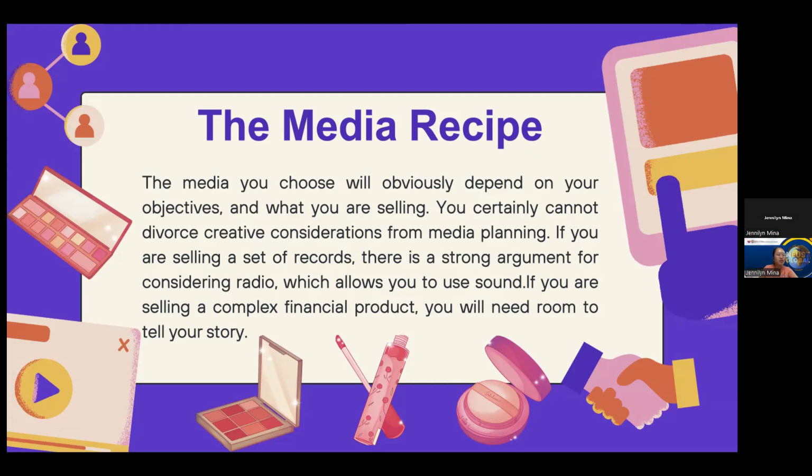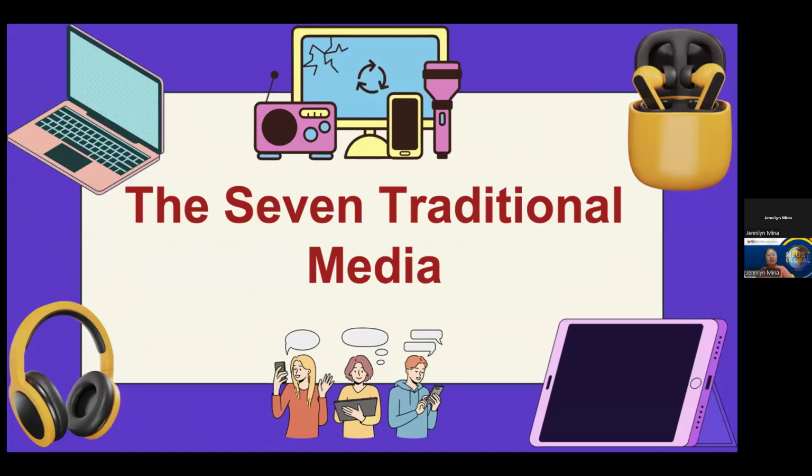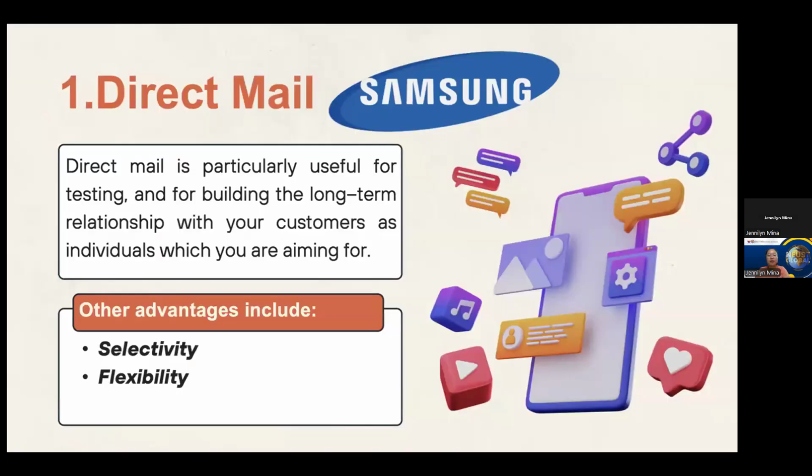So now let's proceed to the 7 traditional media. The first one is direct mail. We can say that when we look at the 7 traditional media in the context of smartphones like Apple, Samsung, and of course Android mobile phones, direct mail stands out as a unique tool for building long-term customer relationships. For example, we also have selectivity.